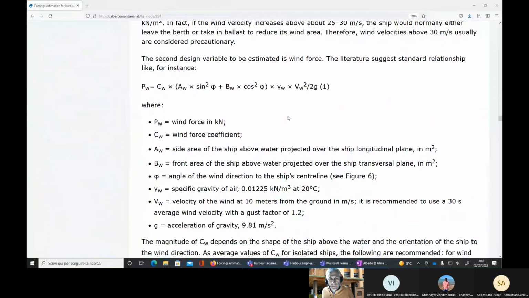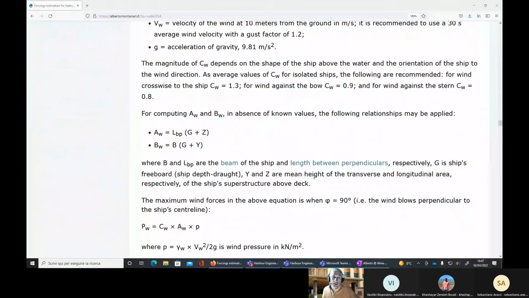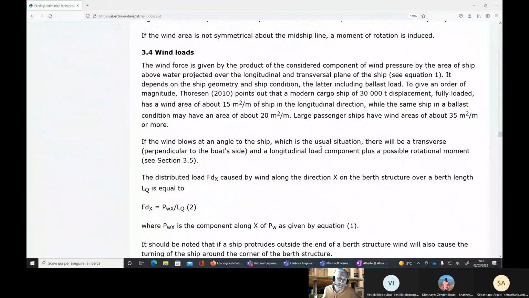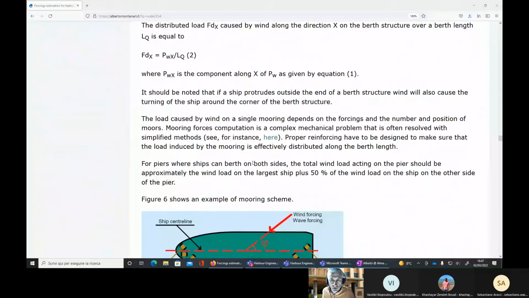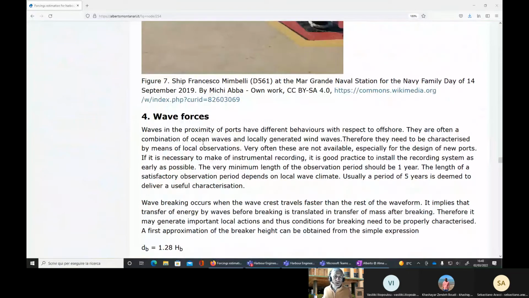And then we talked about this empirical relationship for estimating the wind forcing, the wind force. And then we talked about estimating the load on the berth, and we said distributed load and concentrated load in the bollards, and I said we will make an exercise on this. Very good. And then we talked about rotation. We didn't go into the details of rotation, but we highlighted that when we compute the loads, also the rotation, which is originated by a mismatch between the center of gravity of the wind exposed area and the pivot point, needs to be considered. And this is what we discussed so far.